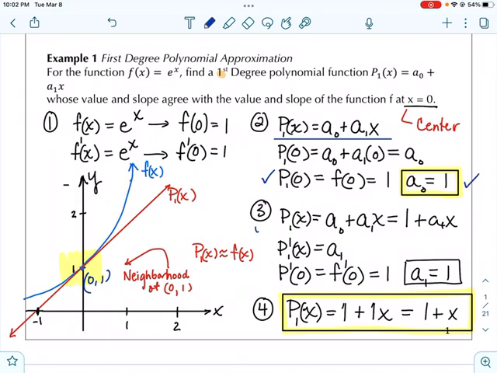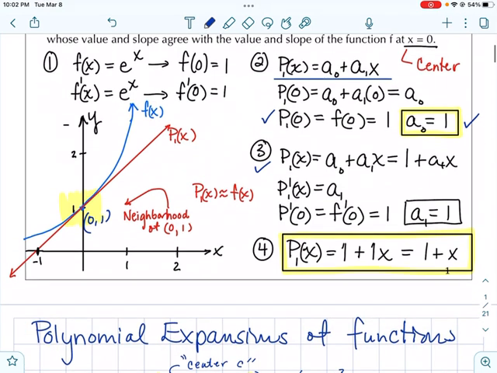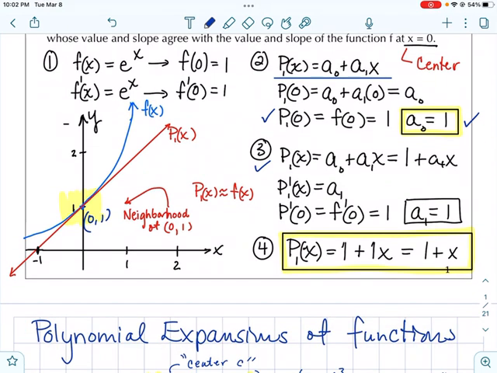Then in step 3, we're going to plug in our 1. So p of x, now a sub 0 plus a sub 1 x, is now equal to 1 plus a sub 1 x. Then that means p sub 1 prime of x is a sub 1. That would be the slope of the linear term. So we know p prime of 0 is equal to f prime of 0, which is equal to 1. So a sub 1 must be 1.